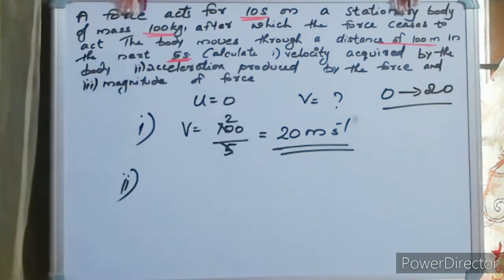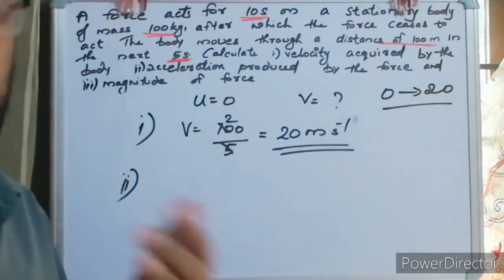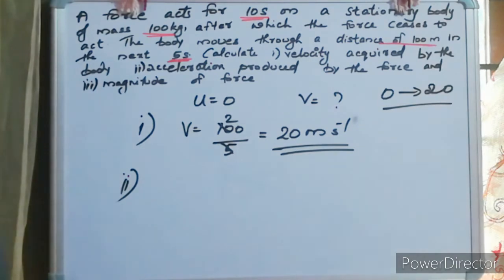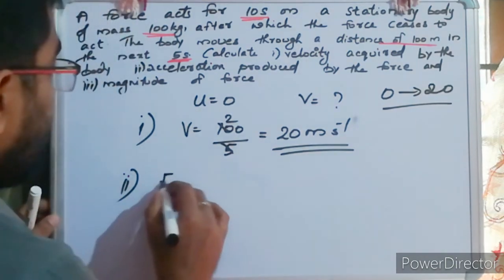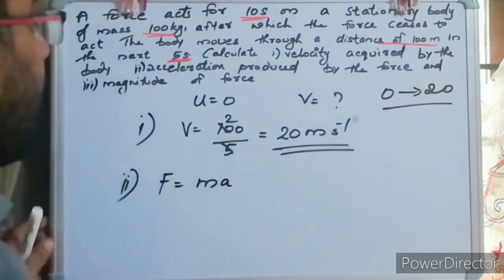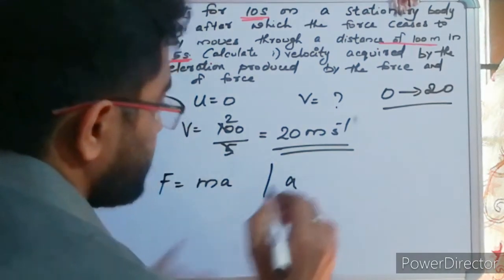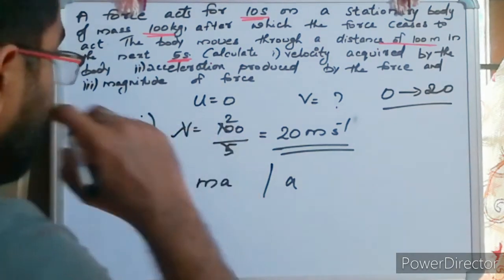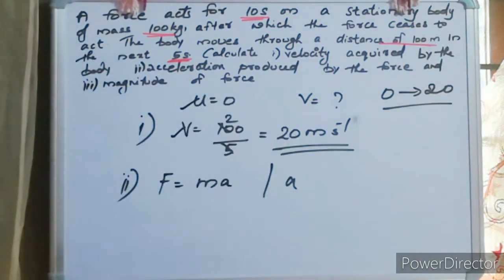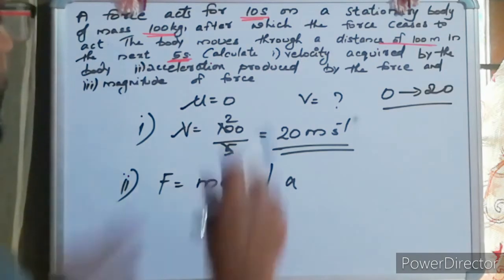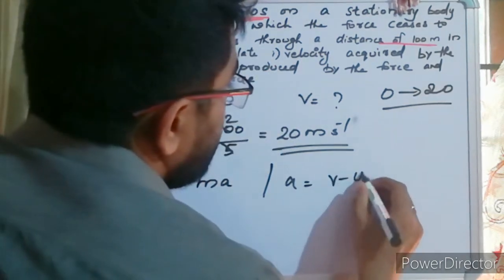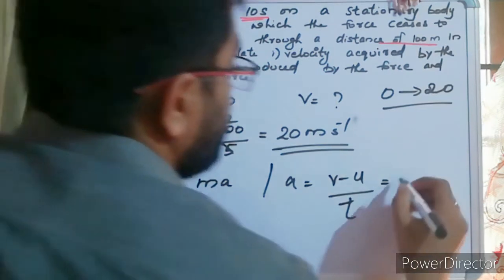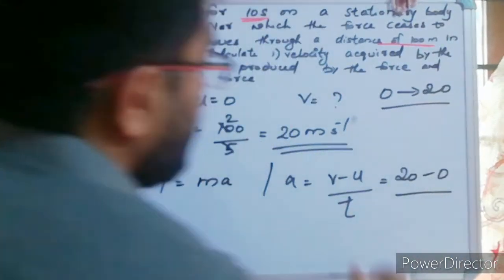Now the second part, the acceleration produced by the force. Because of the force you applied, what is the acceleration which is produced? From Newton's second law, F is equal to ma, so the acceleration is proportional to the force applied. But you need to find the acceleration. Here you know V, you know U, and you know the time. So a is equal to V minus U divided by t. So 20 minus 0 divided by the time.